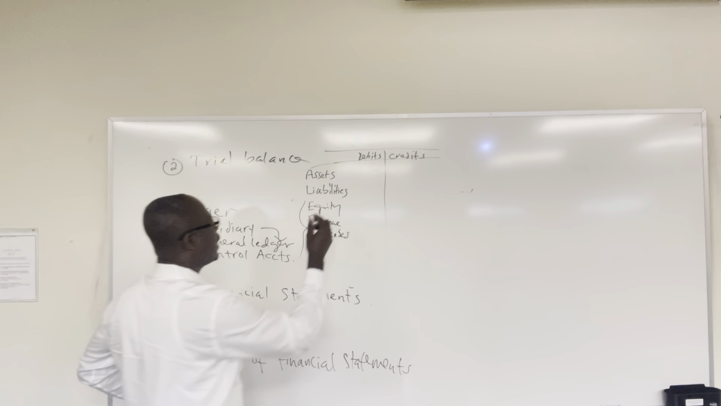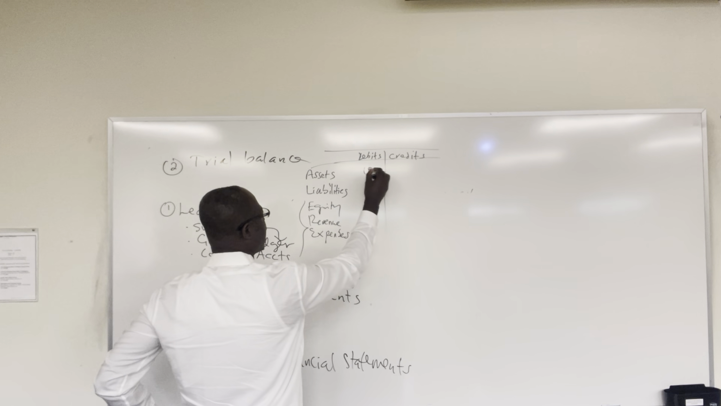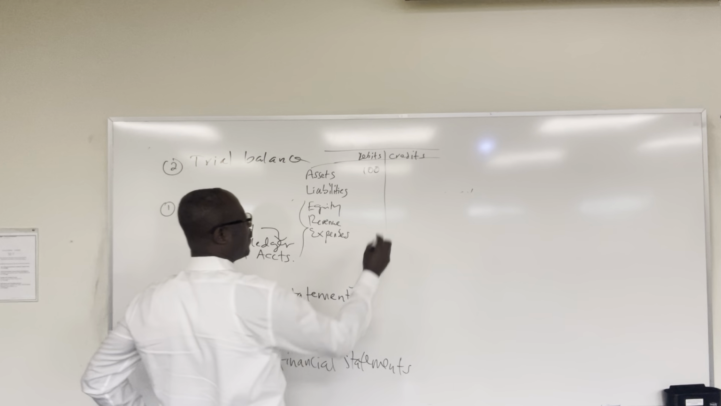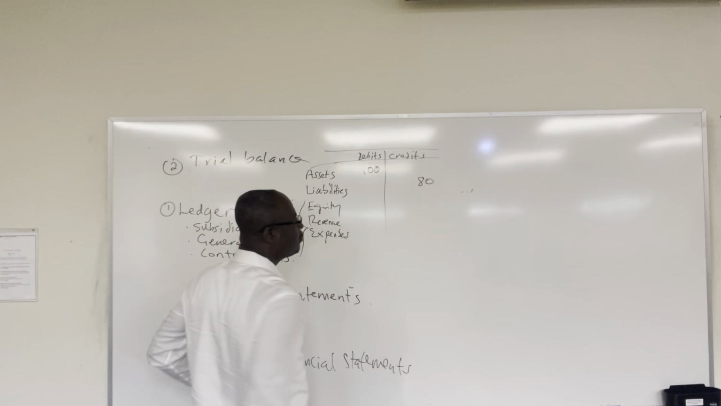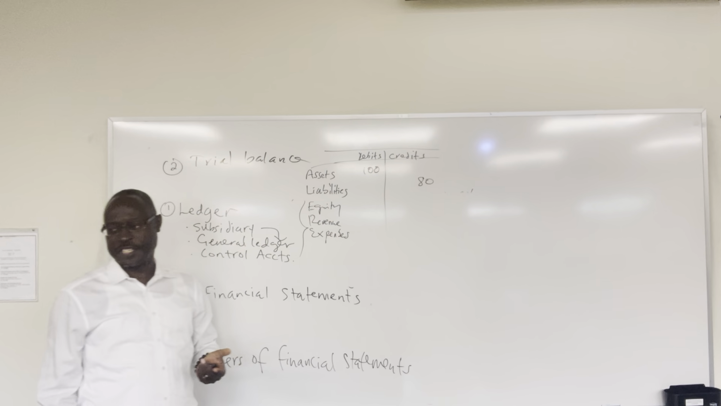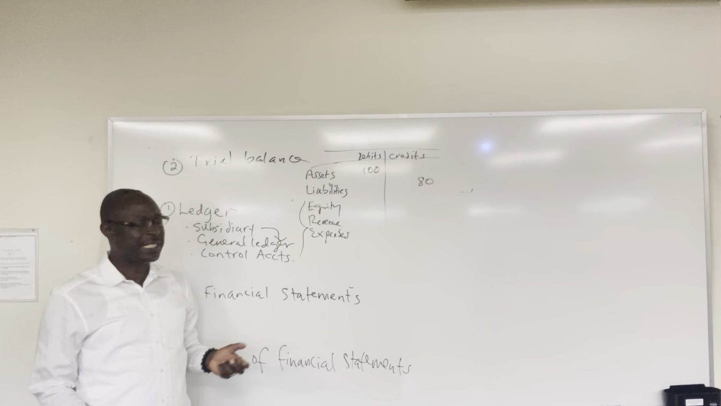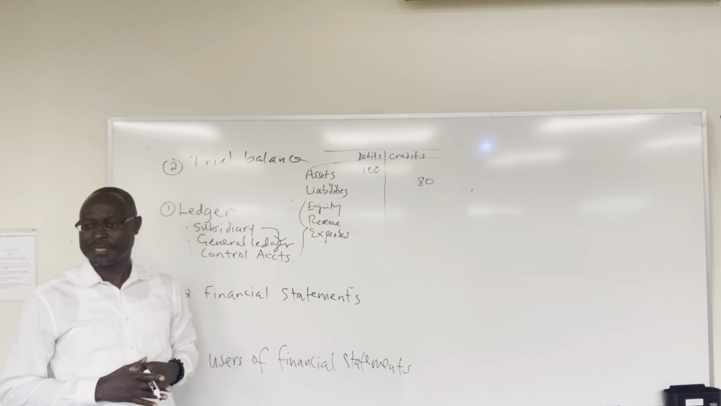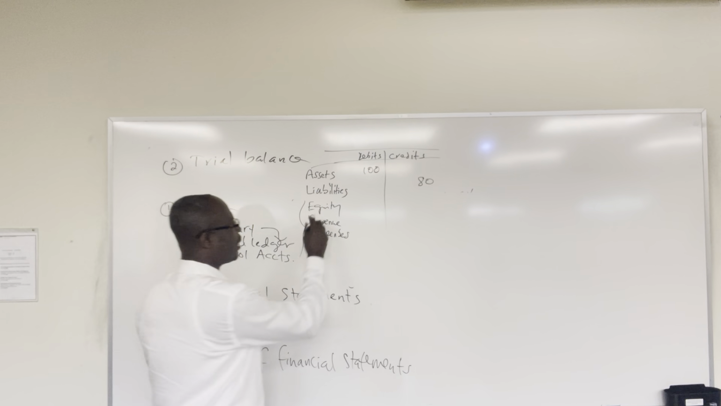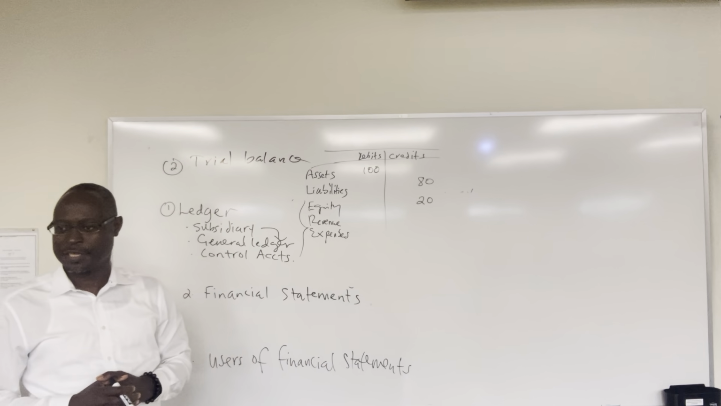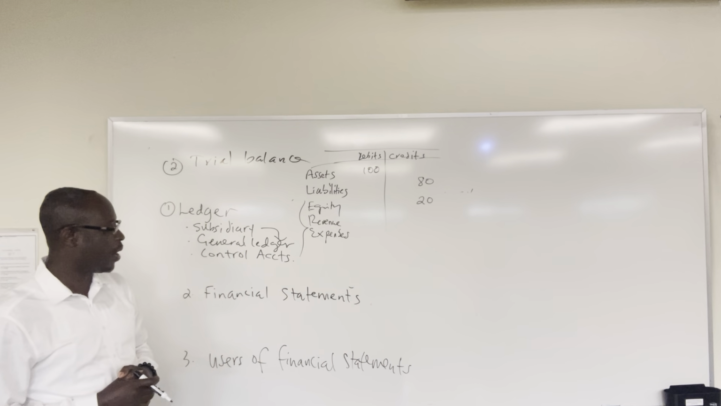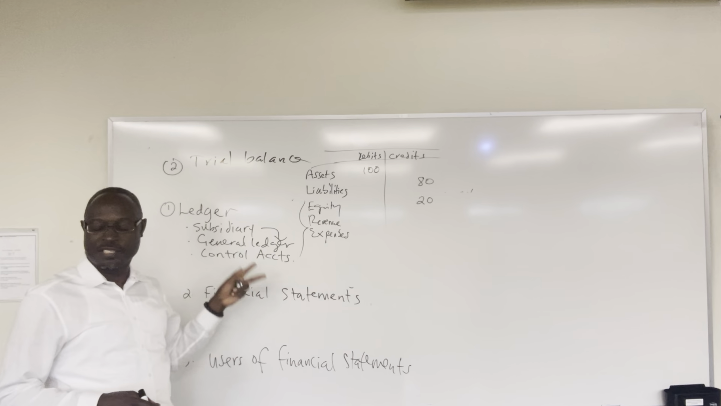So I might say that my assets are, let's say, 100. My liabilities are, let's say, 80. You know from the accounting equation that assets minus liabilities equals what? Equity. So my equity, by definition, to start with is 20. Does that make sense? Don't forget the accounting equation that we use to record the stuff in the ledger.